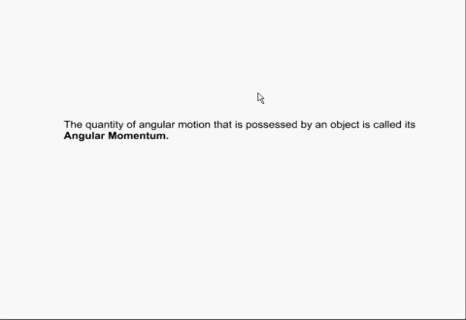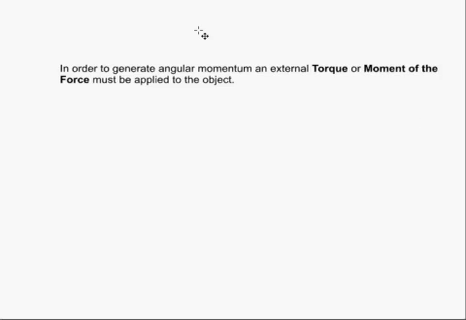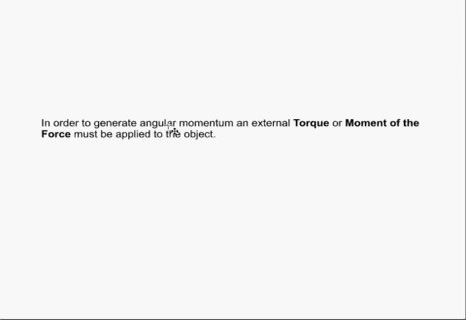Angular momentum does involve an object's rotational speed, but it also includes a factor due to what we call the moment of inertia, the reluctance of an object. We'll look at that a little bit later. But the first thing just to recap on is how we actually get angular momentum.